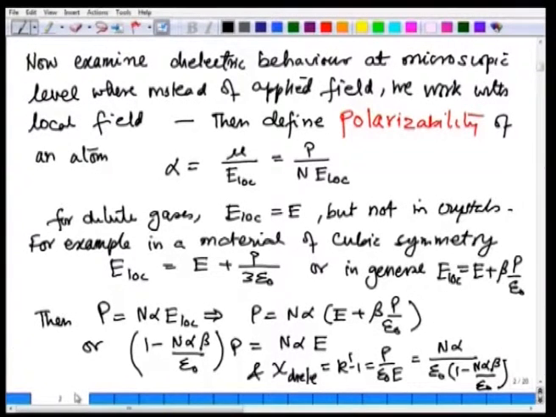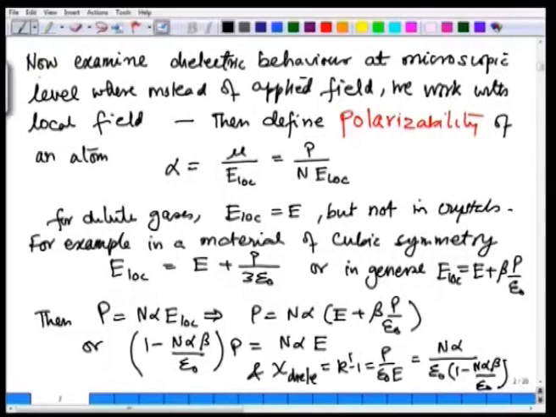Continuing further, the part I wanted to also talk about today was, we looked at the bulk, that means a collection of dipoles. So when we say dielectric properties, we are really talking of that of a material, that means a collection of many dipoles. However, before looking at the collection, one must look at individual dipoles also, at the microscopic level.